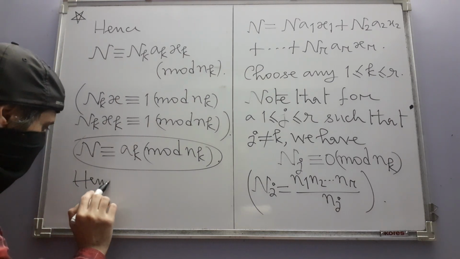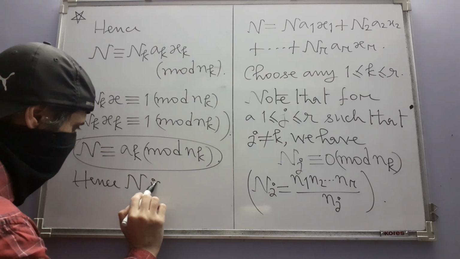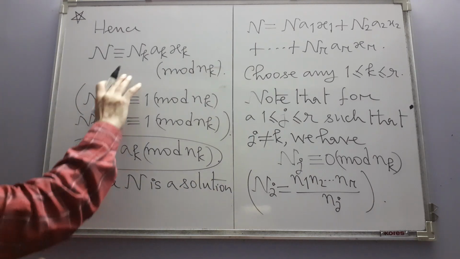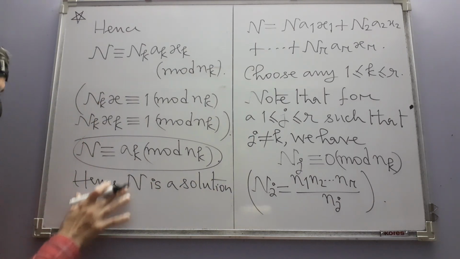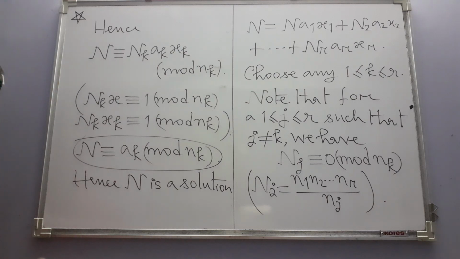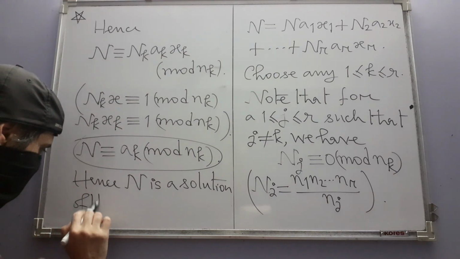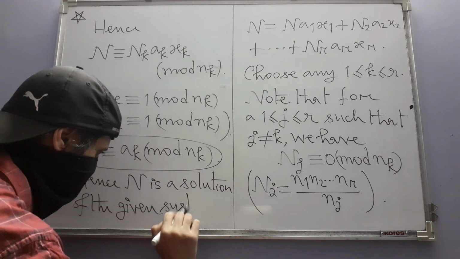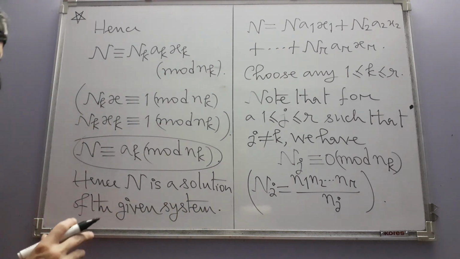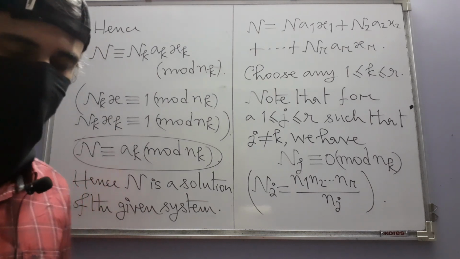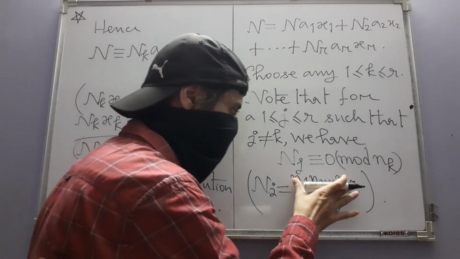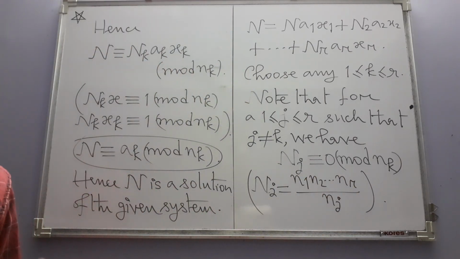Hence, N is a solution, not writing everything properly, just showing the main things. N is a solution of the given system. But we are not done yet. We still have to show that this solution is the unique solution modulo this product, that is our small n. So the next part is that.